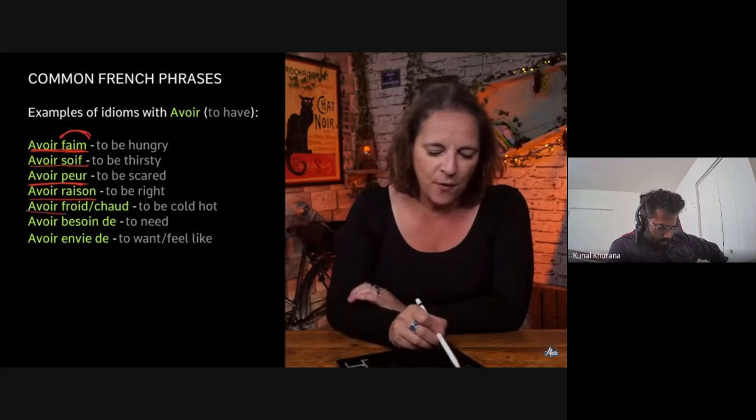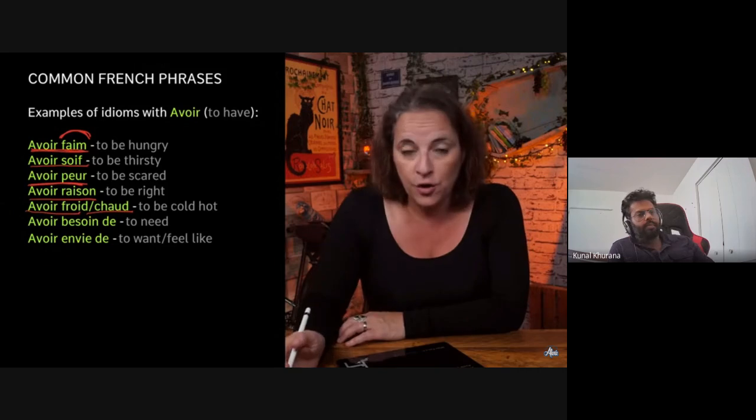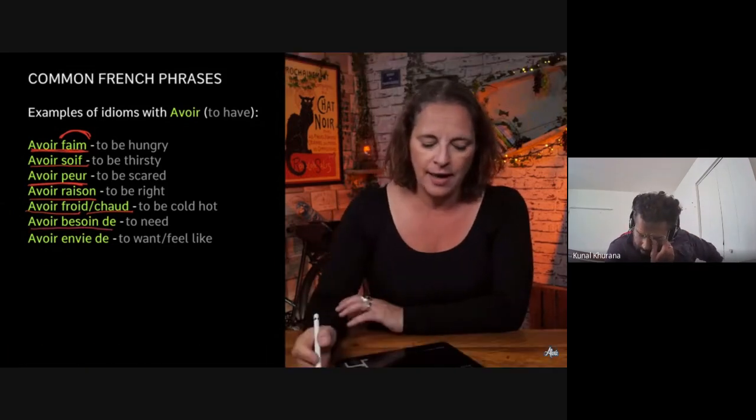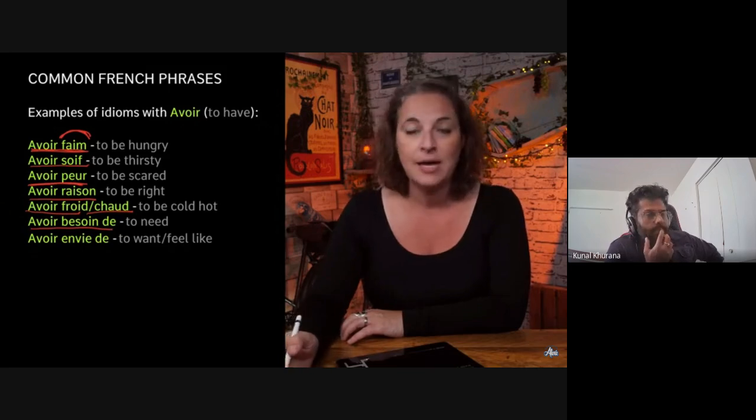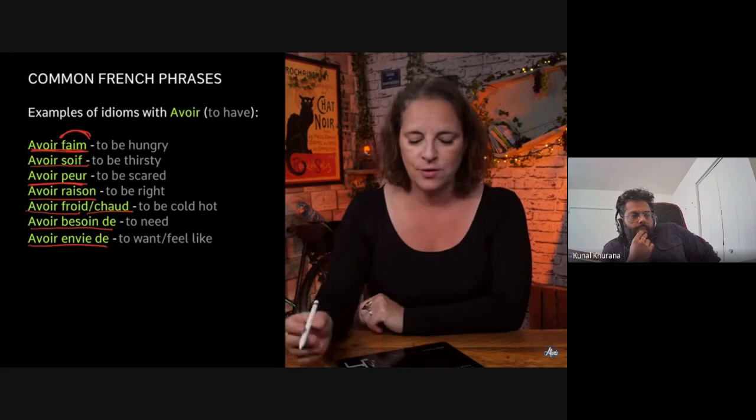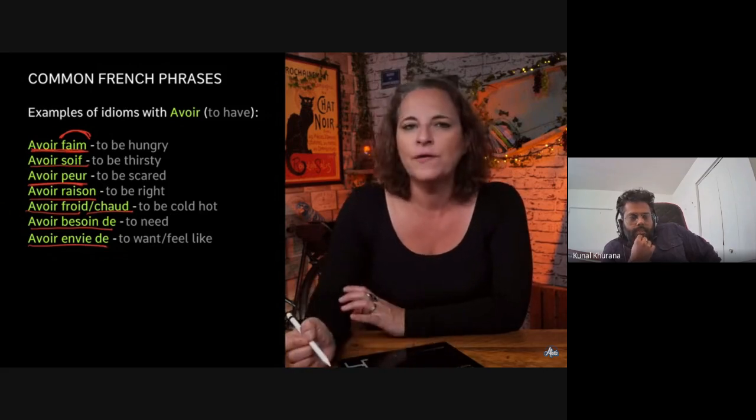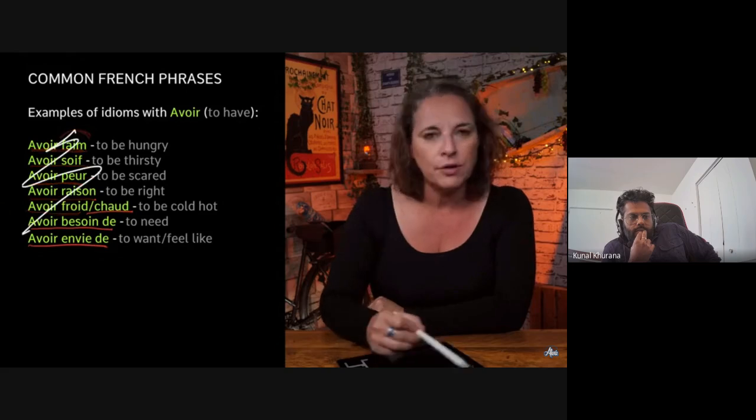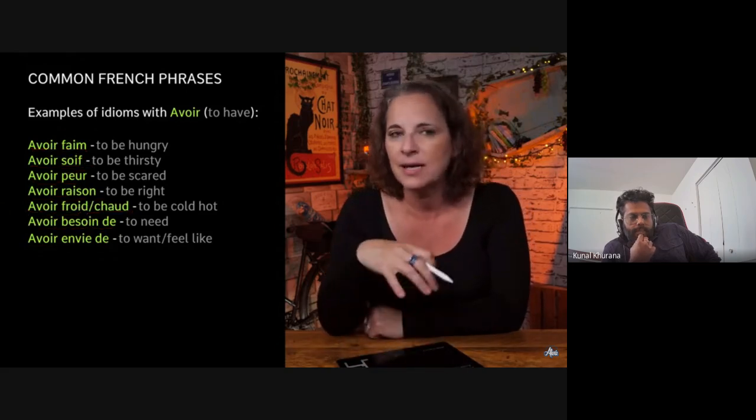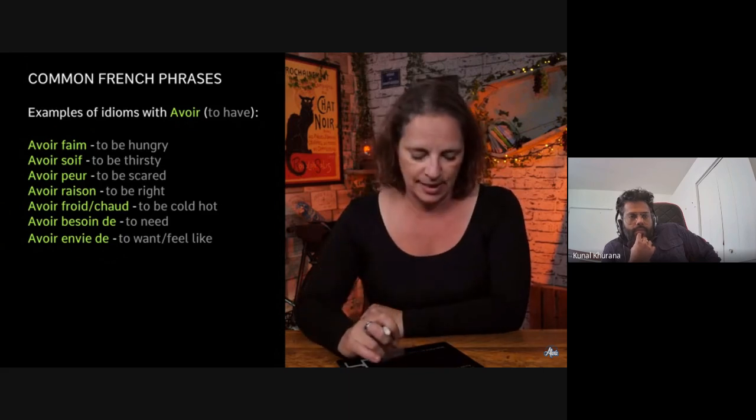Avoir froid ou avoir chaud. To be cold or hot. So I have cold. I have hot. Avoir besoin de. I have need of. And avoir besoin de means to need. Avoir envie de, to want or to feel like. I have a feeling of. Now there's obviously lots more using avoir, but we are going to concentrate on these as an example. We will see in a minute how we use them in context.